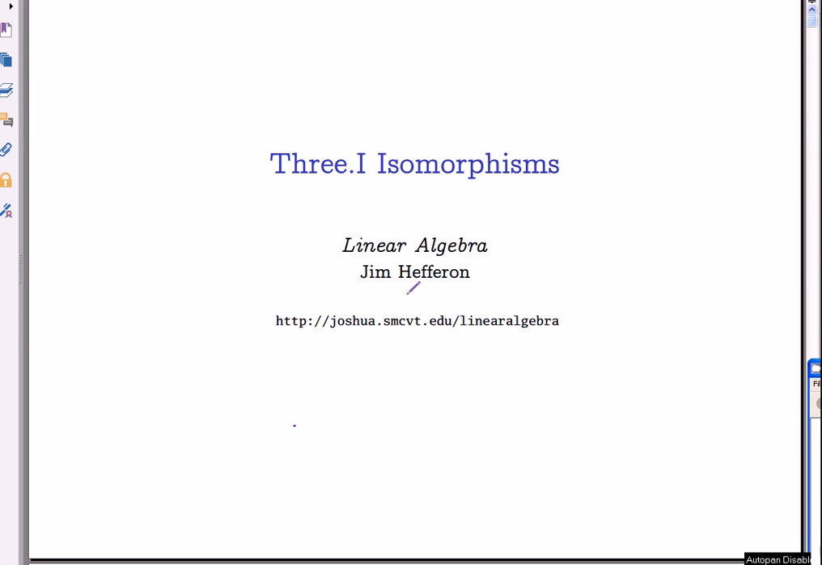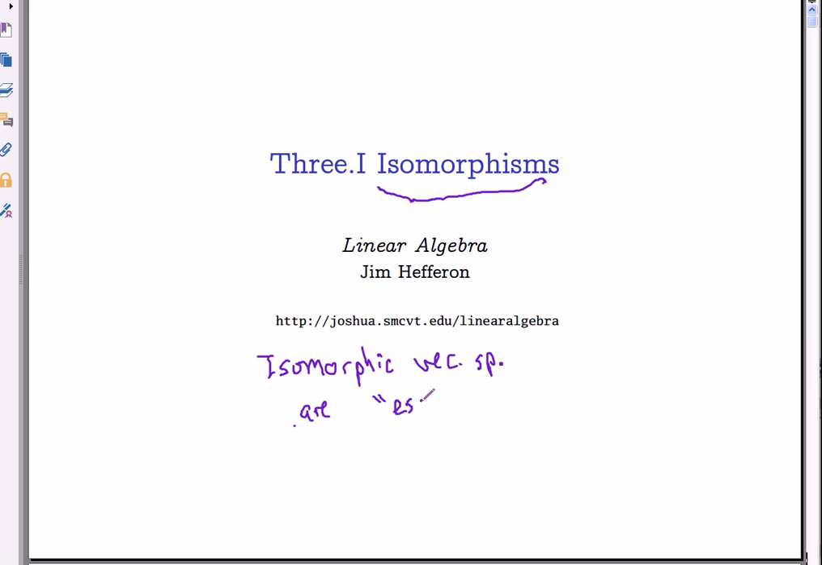Okay, in this video we're going to talk about isomorphisms, and you should think that two spaces are isomorphic if they're essentially identical. So let me just write that down. Isomorphic vector spaces. I'll just say this in quotes, essentially identical.